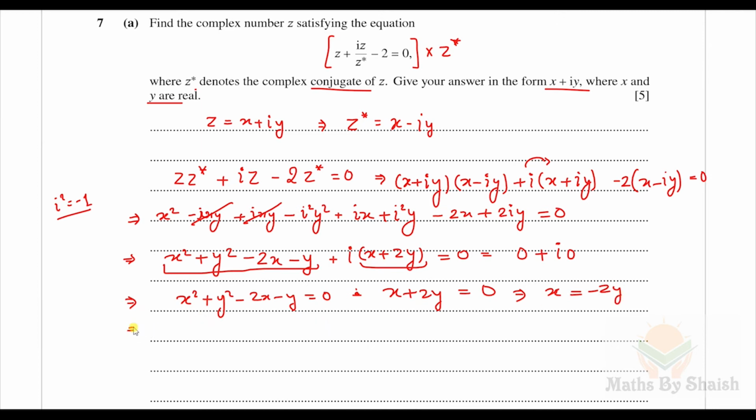x is equal to minus 2y, and we'll put it here. We'll get 4y square plus y square plus 4y minus y is equal to 0, or it is 5y square plus 3y is equal to 0. So from here we will get y is equal to 0 or minus 3 over 5. If we solve it, we take y common and we get y times 5y plus 3 is equal to 0. So y is equal to 0 or y is equal to minus 3 by 5.